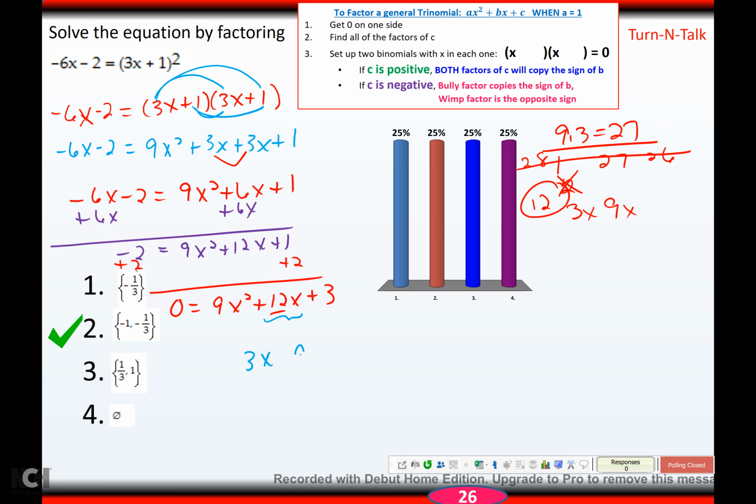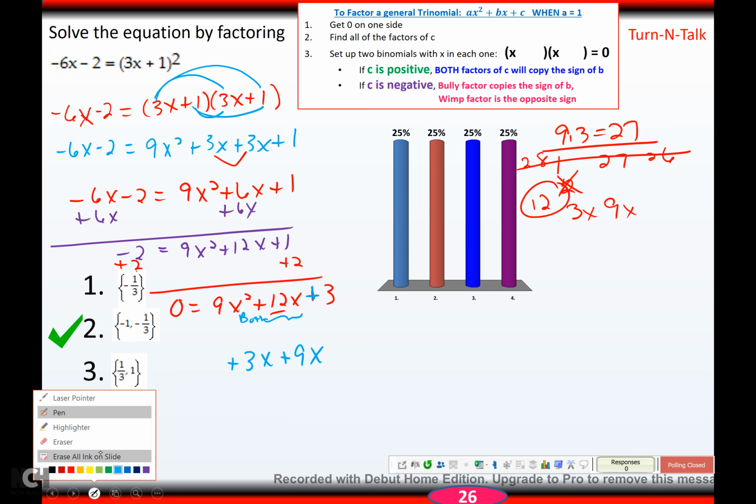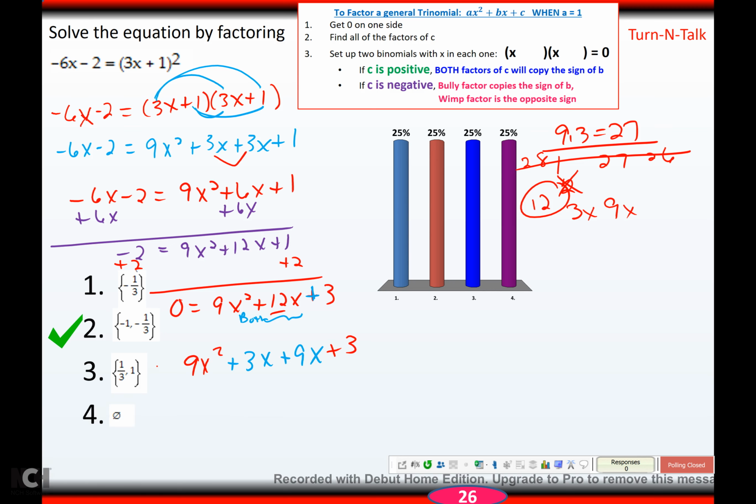All I have to do is figure out the signs. Well, since c is positive, they both take the middle sign, which is positive, positive. Alright? And then we're going to drop down the 9x squared in front and the 3 at the back. Remember, this all still equals 0. So we found a times c, found all the factors. We rewrote b, 2 by 2, GCF, GCF, GCF again.